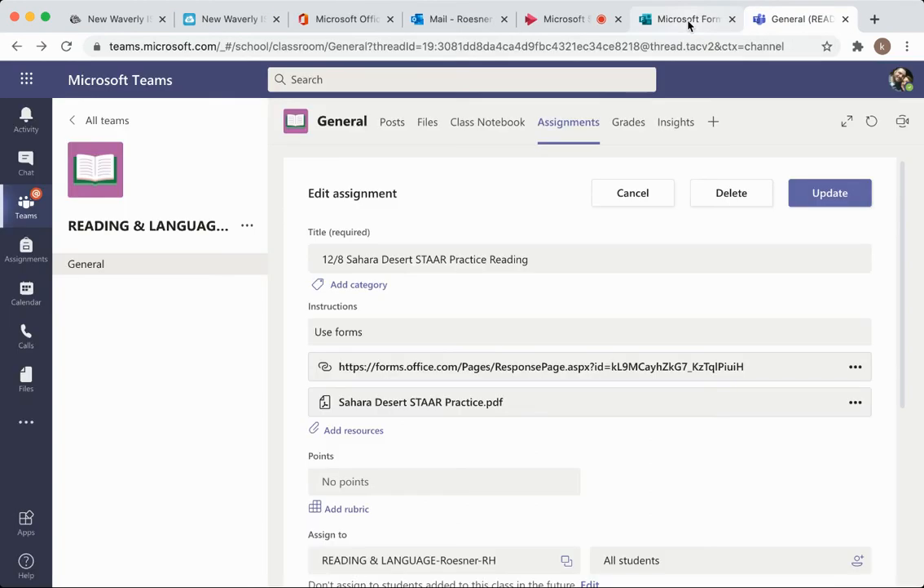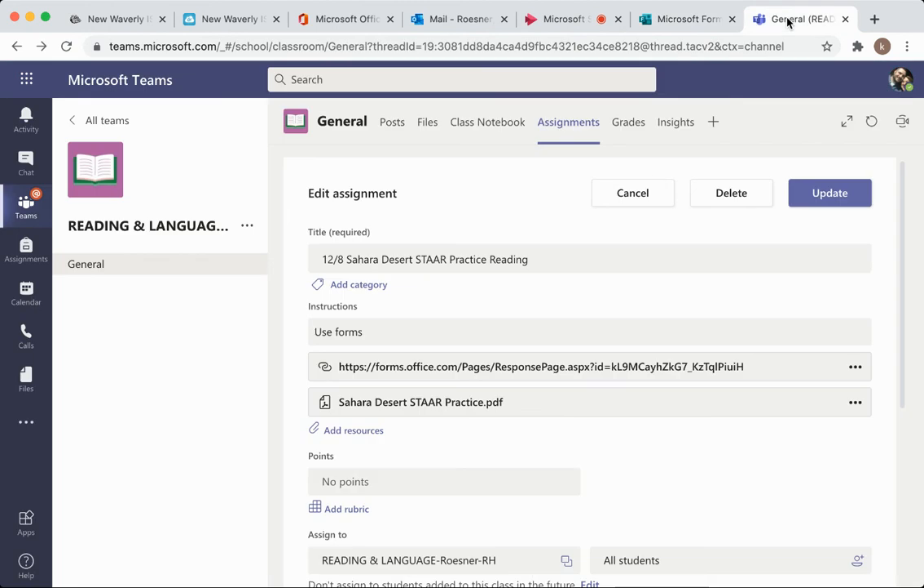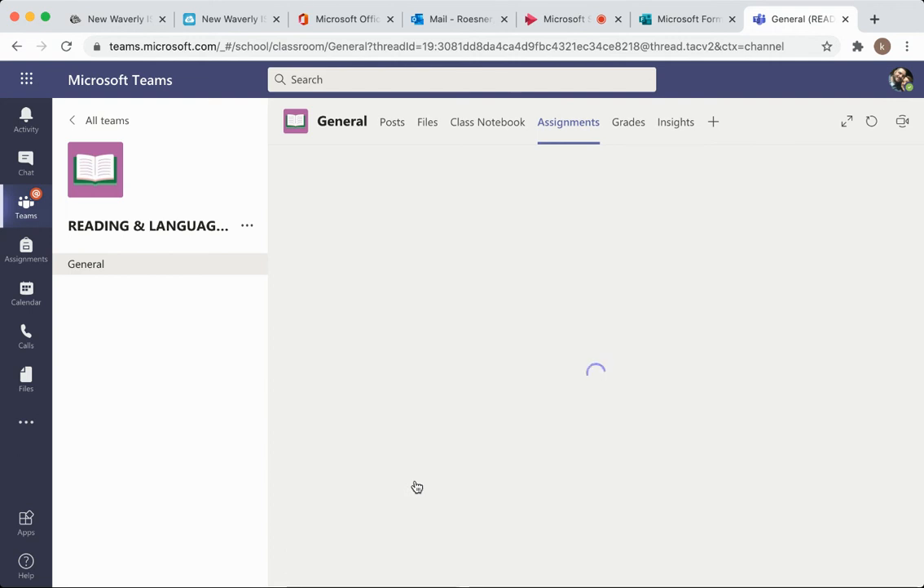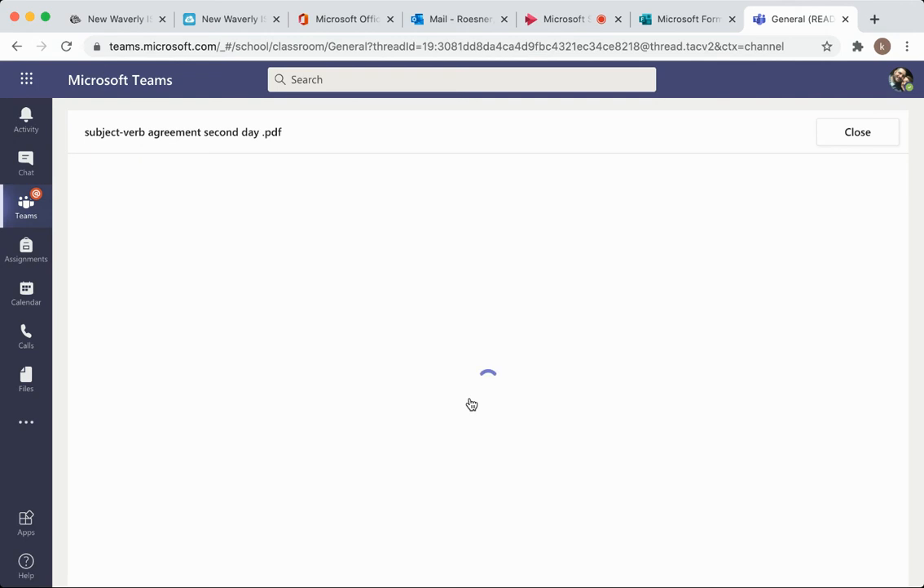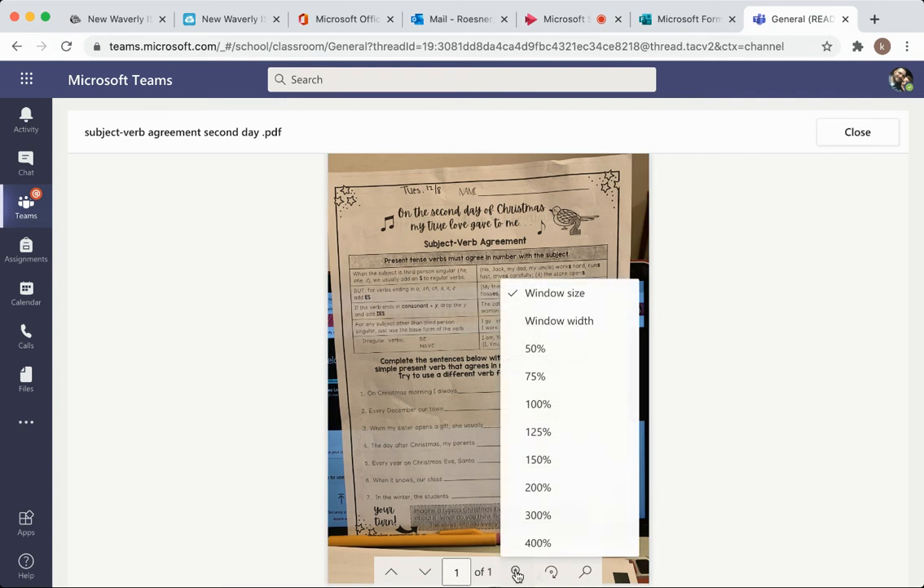All right, your last assignment is the second day of Christmas. Yesterday we did the first day with capitalization. Today is the second day of Christmas, and it is subject verb agreement. So I'm going to pull up the little sheet that goes with it. Let me zoom her in.